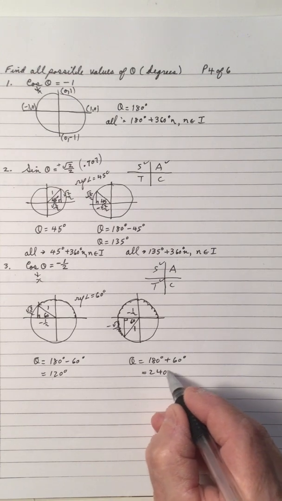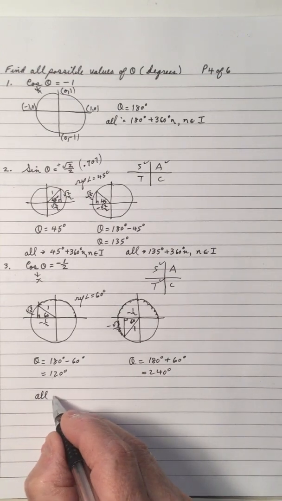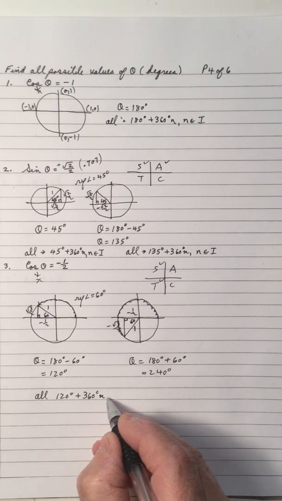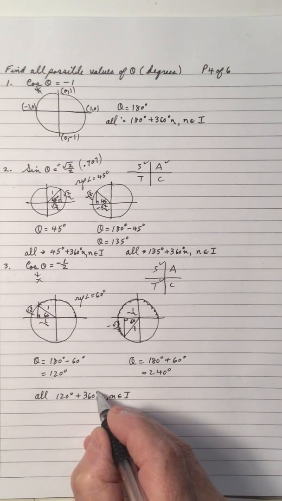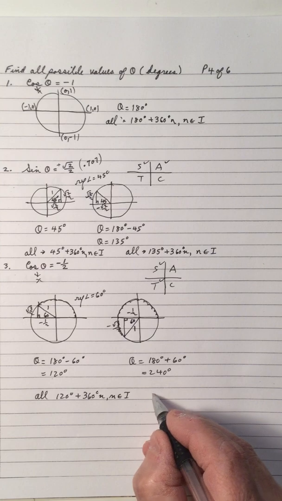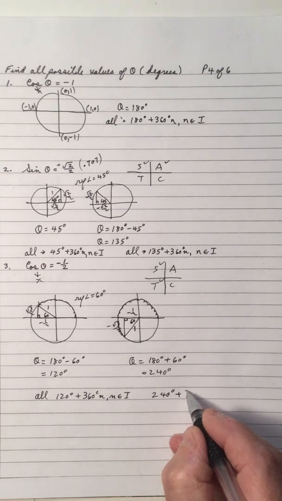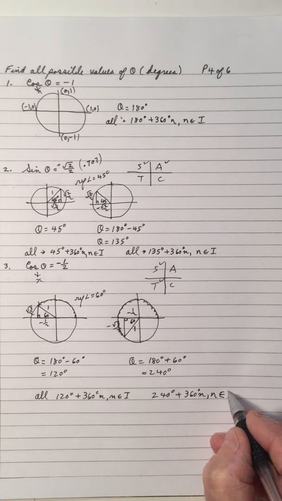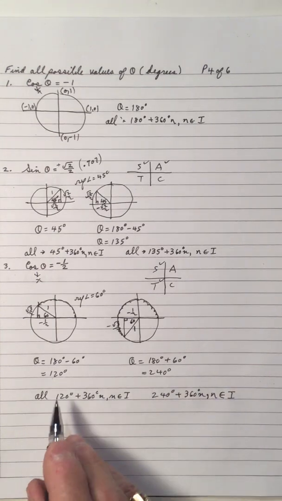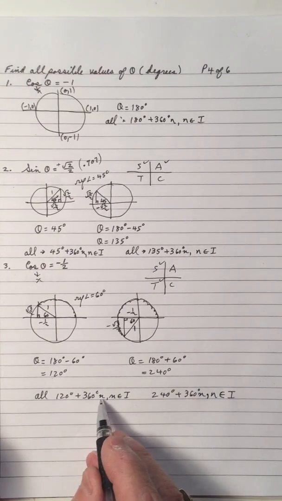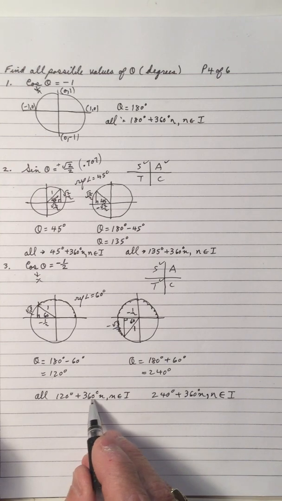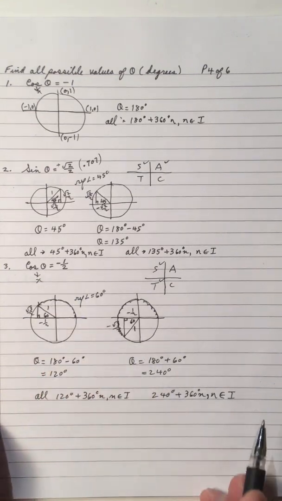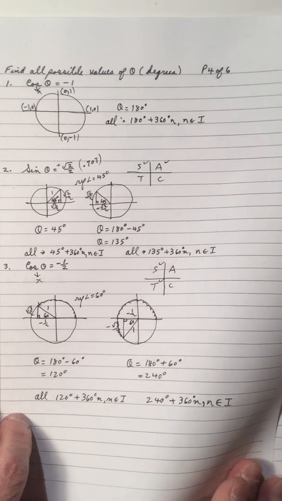So that's 240. So for all of them, you have 120 plus 360n, where n belongs to the integers. And for this one, you have 240 degrees plus 360 degrees n, where n belongs to the integers. That's all these values here. Again, when you put any integer in, you will get an answer. So when you plug it into your calculator, you will get a negative a half for both of these. They're all possible values.